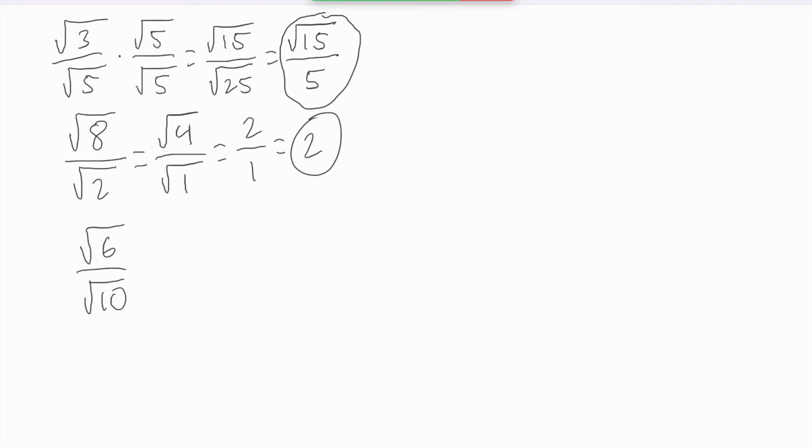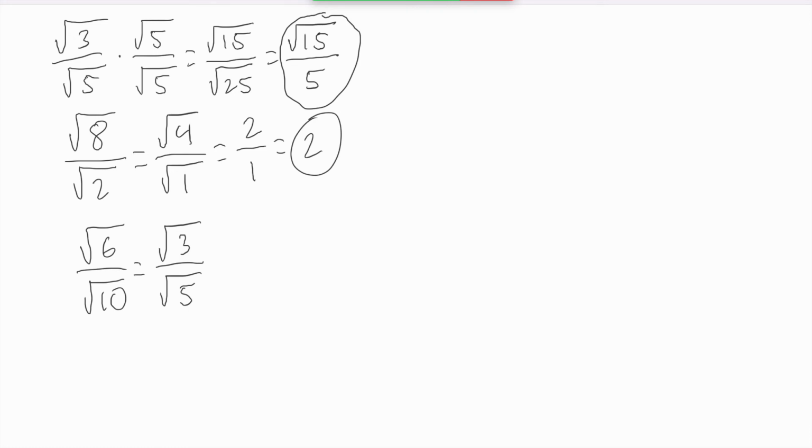Next, we have square root of 6 over the square root of 10. Well, that can be reduced. 6 and 10 can both be divided by 2. 6 divided by 2 is 3, so square root of 3, and 10 divided by 2 is 5, so square root of 5. Now those can't simplify anymore, as we saw up above.